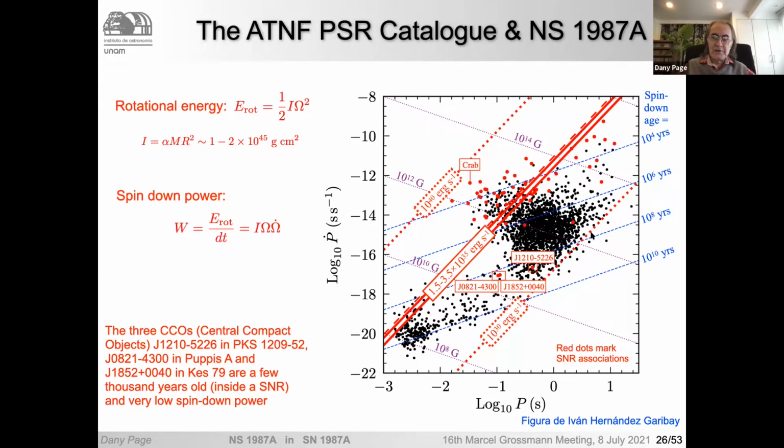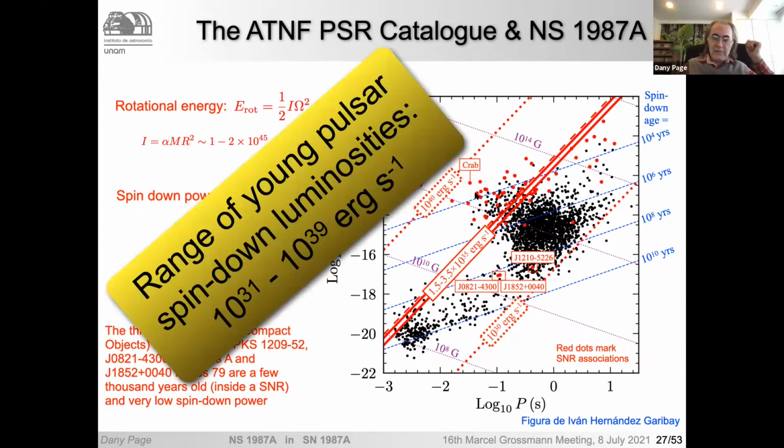So here are the results. The line of constant spin-down from the pulsar. This is the energy we need to power the dust, the blob. So it's a reasonable amount of energy. And all the red dots are young neutron stars that are inside a supernova remnant. However, it's important to notice the range among the young objects: you have some CCOs at 10 to the 31 ergs per second, the Crab at 10 to the 39, and here we need 10 to the 35, within a factor of 2 or 3.